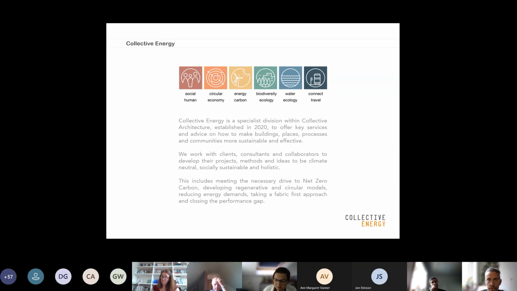And there's 6 kind of core themes that we use to address this. We look at the social human factor of sustainability, the circular economy, energy, and also carbon, and how the two are related. Really importantly as well, biodiversity and ecology, as well as water ecology, and then travel and how we can get to the places that we want to be, to live, work, and play in a sustainable way. All of this includes the necessary drive to meet net zero carbon, and developing regenerative and circular models to reduce energy demand. And our ethos is to take a fabric first approach and to make sure that all the time we are closing the performance gap.